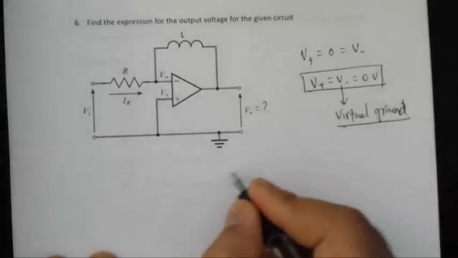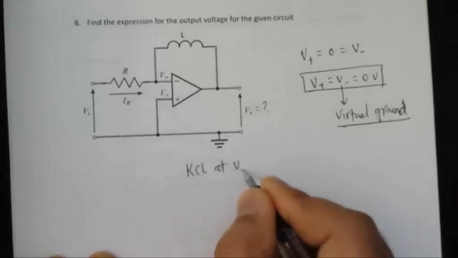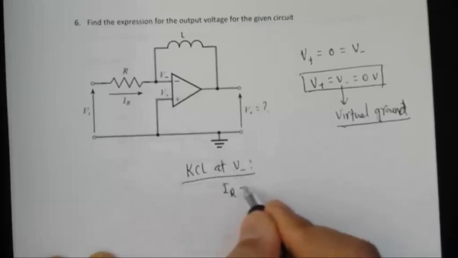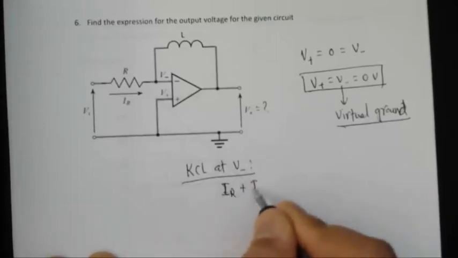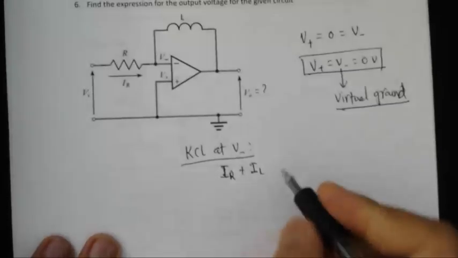Okay, so we're going to apply KCL at V negative. So IR plus I of L, you can use small letter i or capital letter I, no problem.